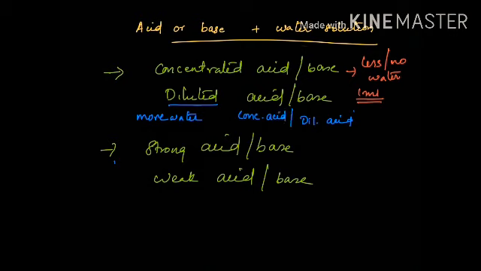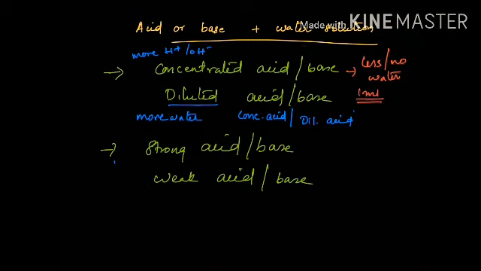Now we have another category. So one more time, concentrated acid will contain more H plus ions or OH minus ions in it, right? When we take a particular volume of the concentrated acid per unit volume, it contains more H plus ions or OH minus ions.